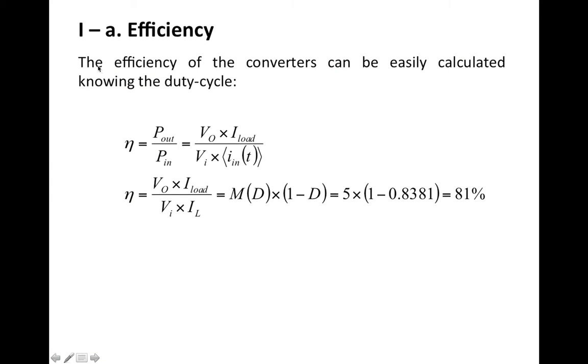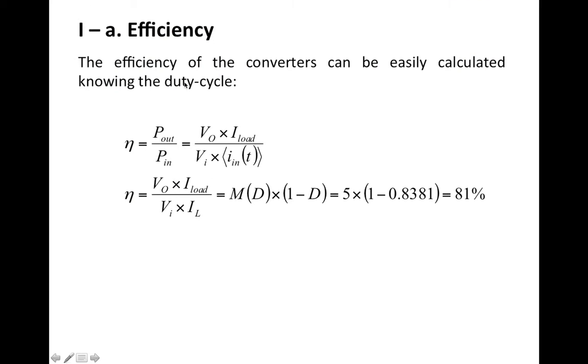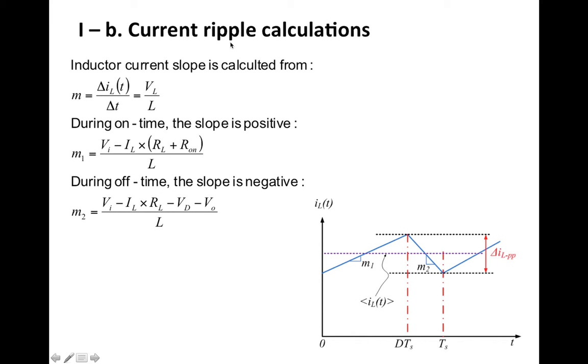In the second part of our example, we'll look at the inductor current, and specifically we are interested in calculating the ripple of the inductor current. So here you can see the inductor current in a boost converter.